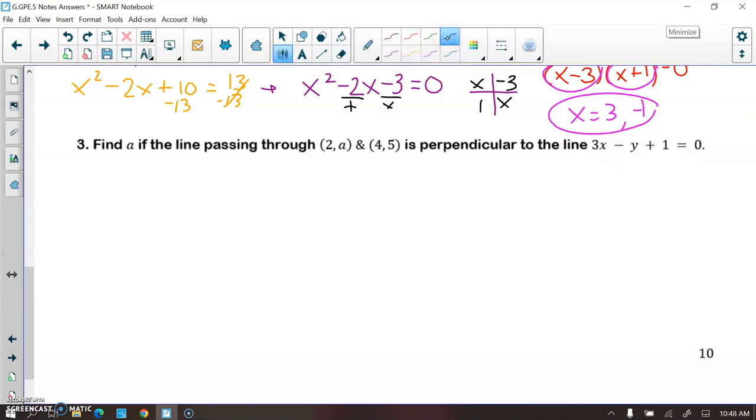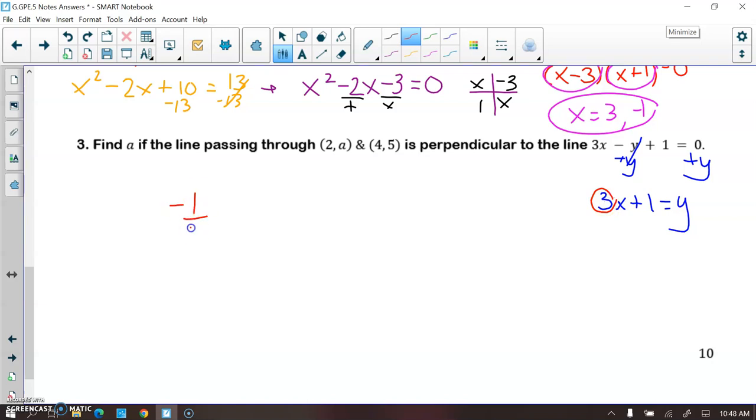The 3x and the 1 can stay. I can just add y to both sides, and that isolates y. Look at that. Easy peasy. Try to do as the least amount of work as possible. So my slope of this line is 3. So the slope of the line that's perpendicular to this would be negative 1/3.